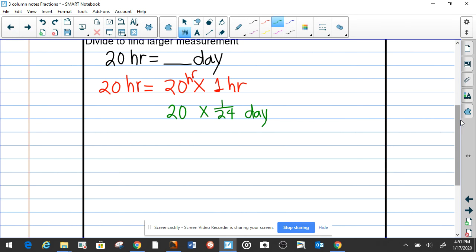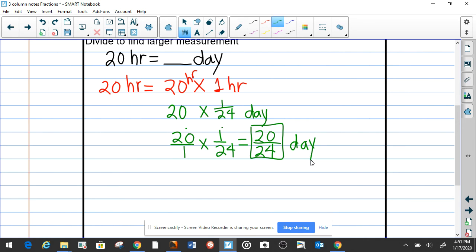So now we multiply across. We set up the problem 20 over 1. Remember that whole numbers always have a denominator of 1. And this makes it easy to multiply that whole number times a fraction. So we multiply across: 20 times 1 equals 20. And 1 times 24 equals 24. So there is our answer, my friends. So it's 20 24ths out of a day.